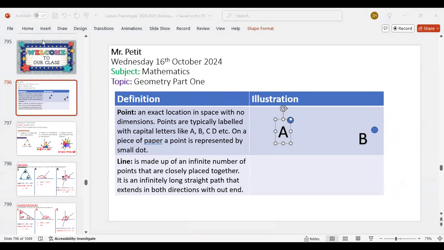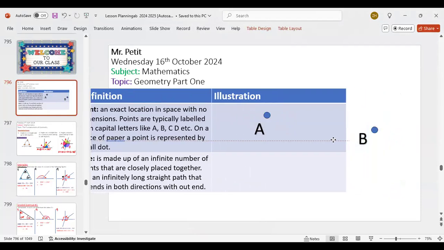Next. All right, so this is going to be A. This is the point. Let me put this on this side. This is B.